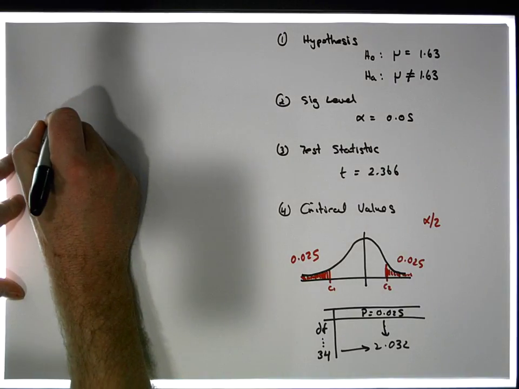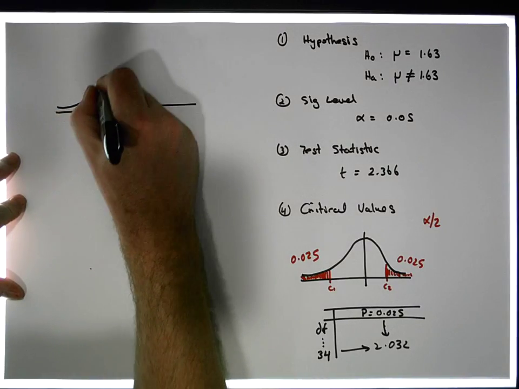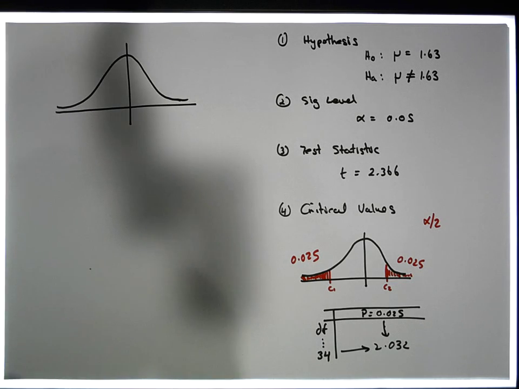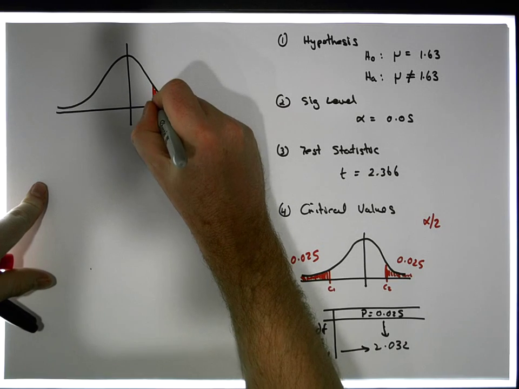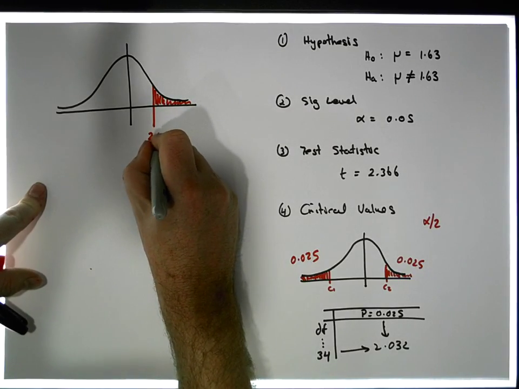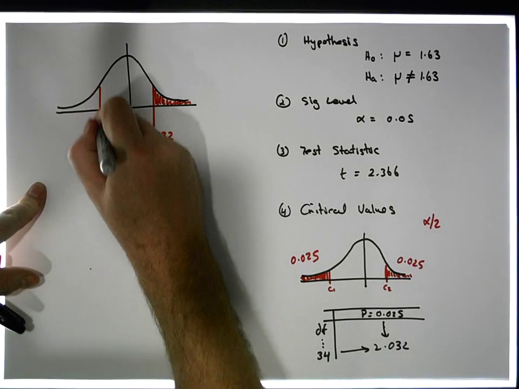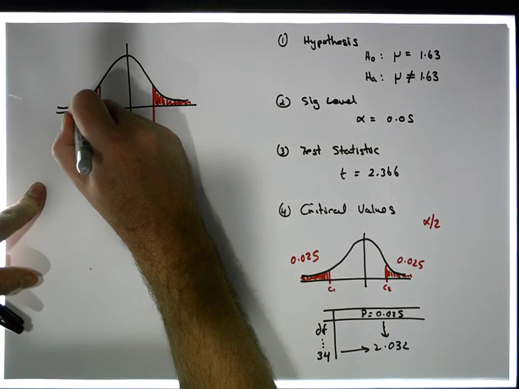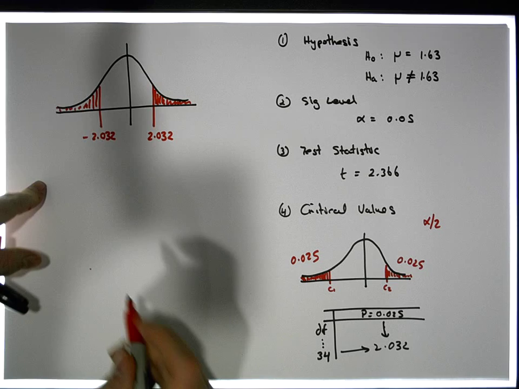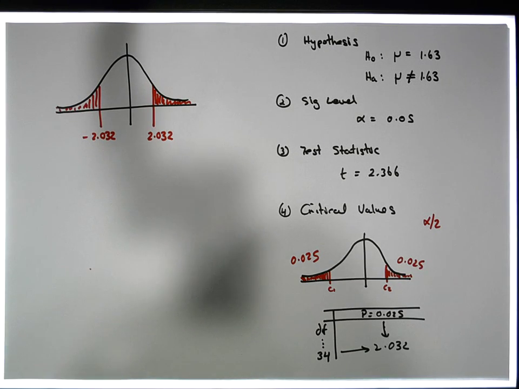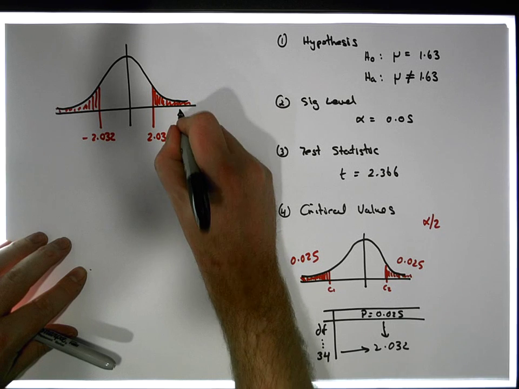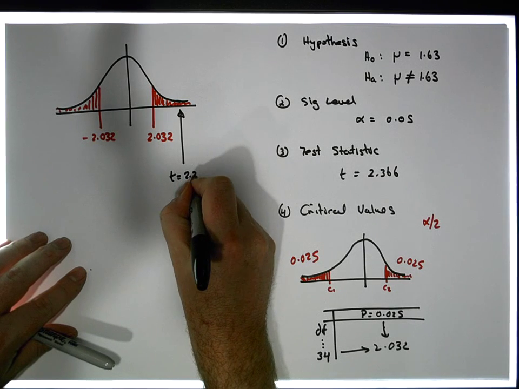So really what we're saying is that the critical value for this particular distribution, this position here, is 2.032, which means through symmetry that the critical value over here, this demarcation point, is minus 2.032. So where's our test statistic? Our test statistic is positive. It's 2.366, which is in here. Our test statistic t is equal to 2.366. So we're still rejecting.